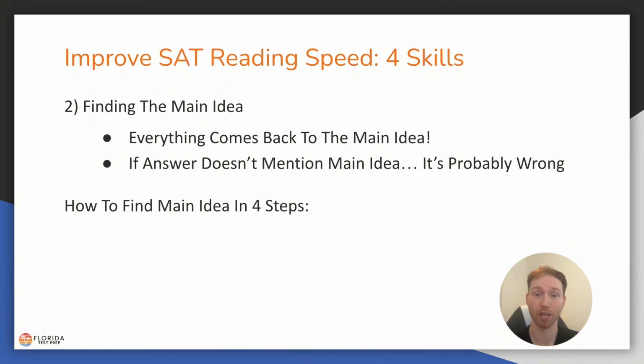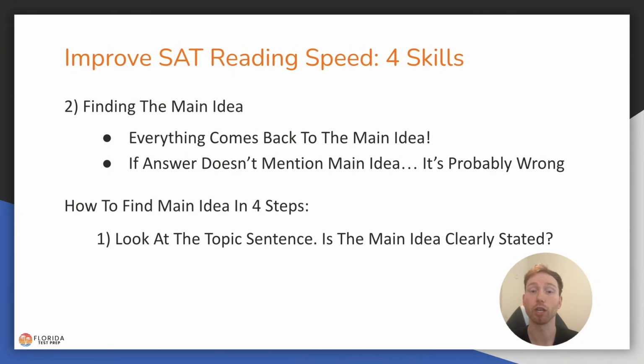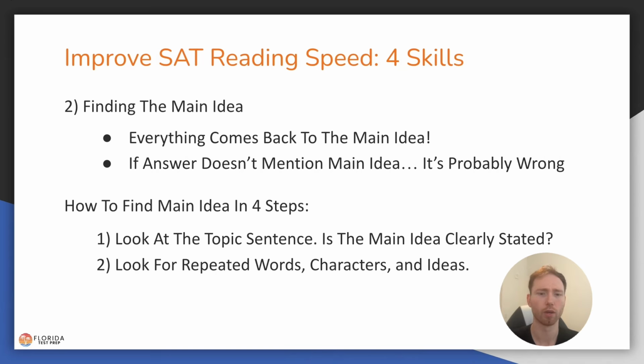So it's incredibly important that you're able to find the main idea. Here's how to do it in 4 steps. The first step would be to look at the topic sentence. So this would be the first sentence in the paragraph or the last sentence in the paragraph. Is the main idea just clearly stated? A lot of the times in science passages, it'll be stated at the beginning or end of the paragraph because everything will either build off of the first sentence or build onto the last sentence, and that'll kind of be the conclusion.